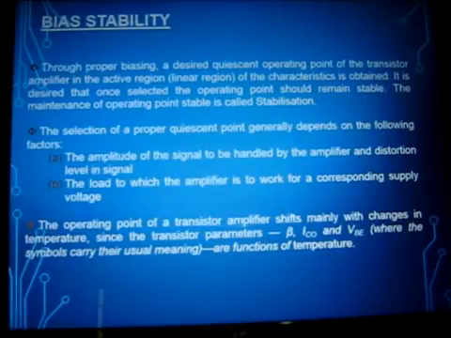Now the operating point of the transistor shifts mainly with changes in temperature. The Q point is dependent on temperature, voltage and some parameters. Those are known as transistor parameters: beta, ICO and VBE. These are all functions of temperature.